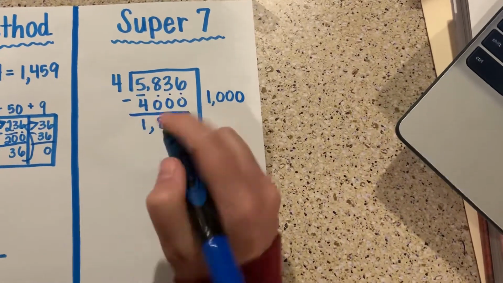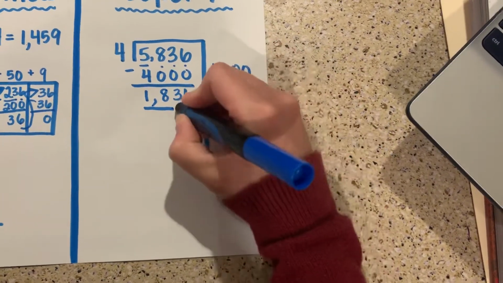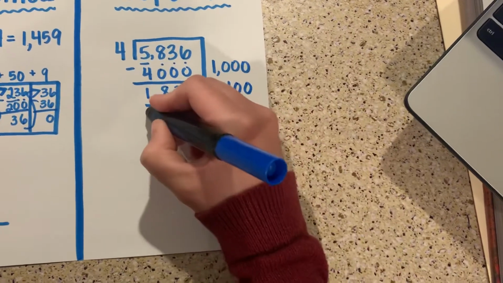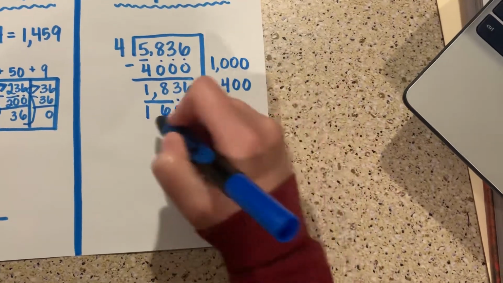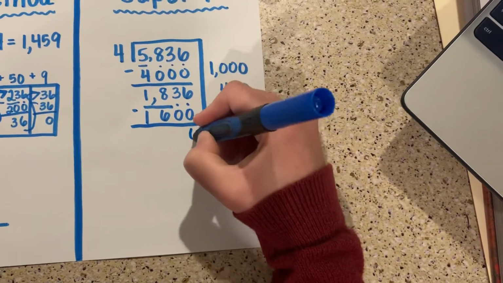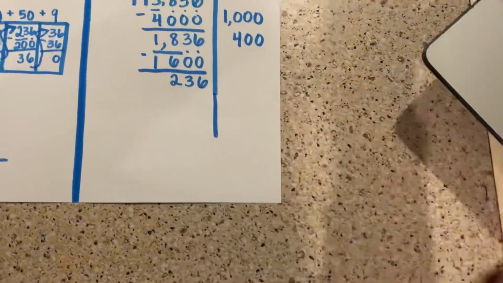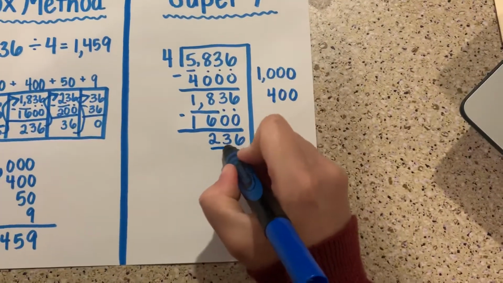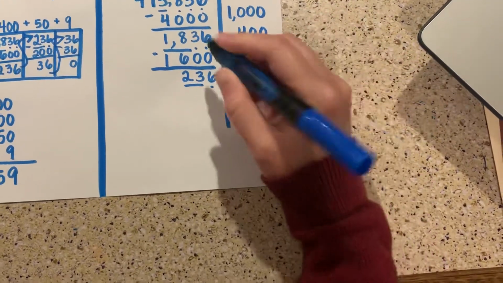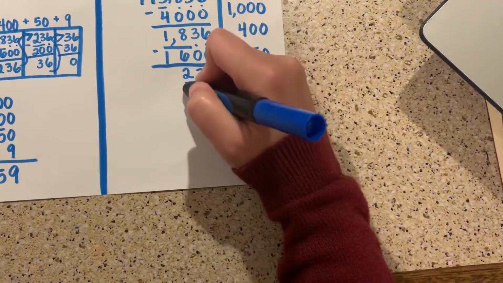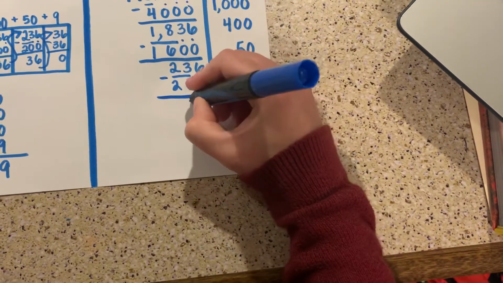Okay, 4 doesn't go into 1, but it goes into 18 about 4 times, 2 extra place values. 4 times 4 is 16, with those 2 zeros there. Subtract. Okay, 4 does not go into 2, but it goes into 23 about 5 times. We have that extra place value. 4 times 5 is 20, and that extra 0. Let's subtract.